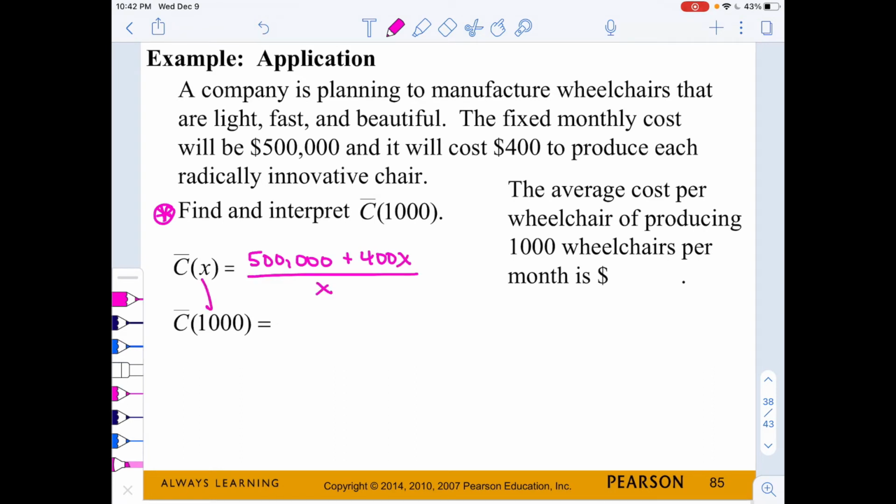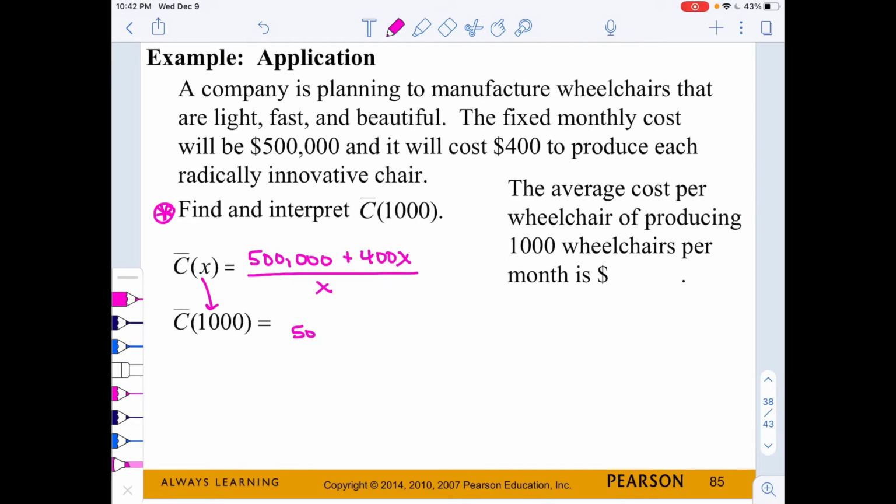And what they want us to do is, in place of x, we're plugging in 1,000. What if they do 1,000 chairs this month? How much is going to be the average cost of that chair? So if we were to plug in, we have our 500,000 plus 400 multiplied by 1,000, divided by 1,000. You can take your handy dandy calculator and do some calculations, or I'm going to show you some shortcuts if you didn't know this.